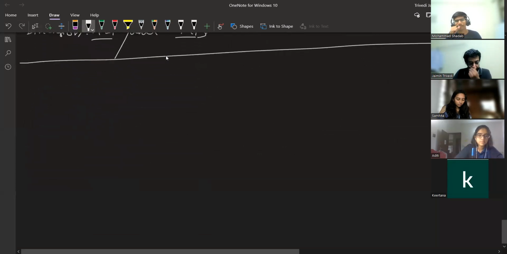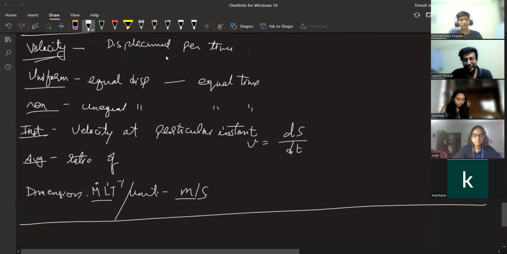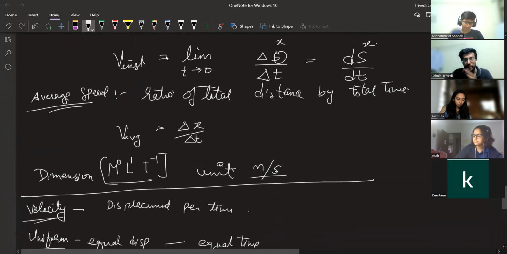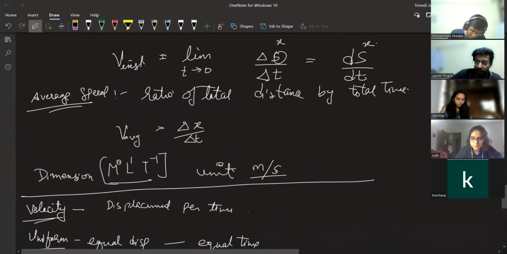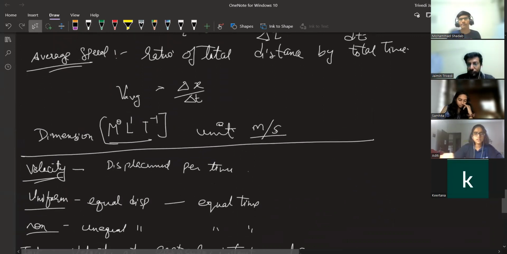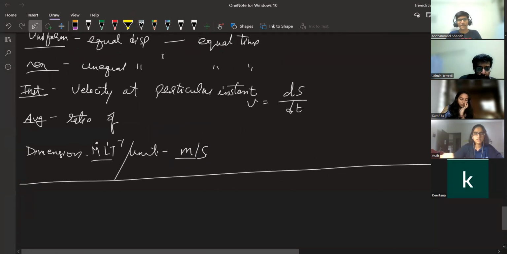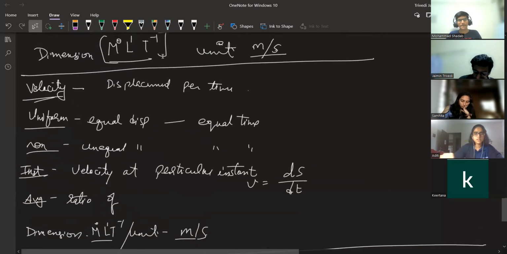Okay. So this is now clear, everyone, right? Speed, velocity, average, instantaneous, formulas, all that, right? Okay. Kirtana wrote, right? Completed?